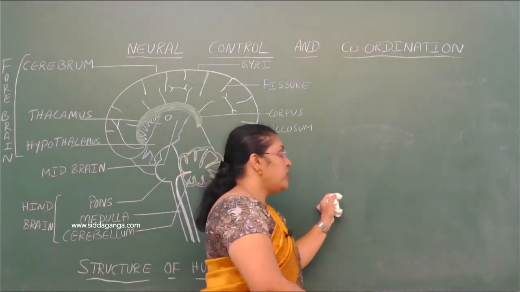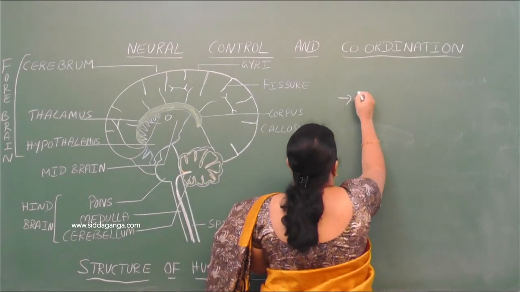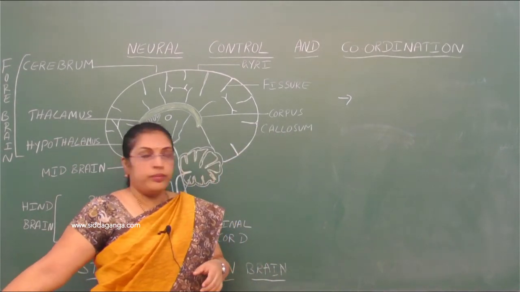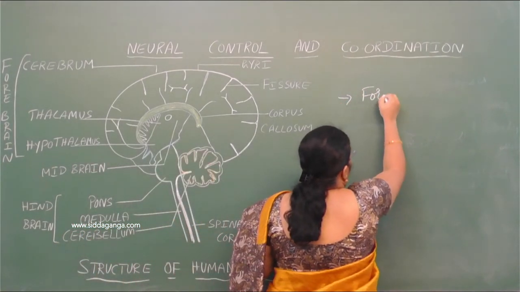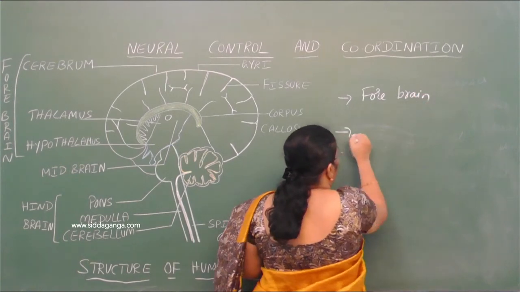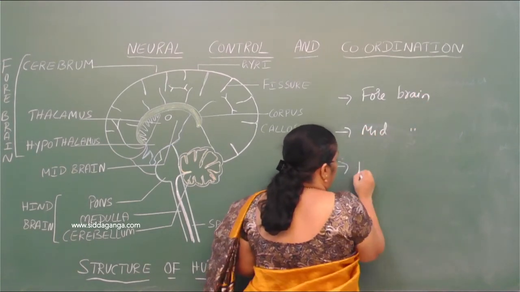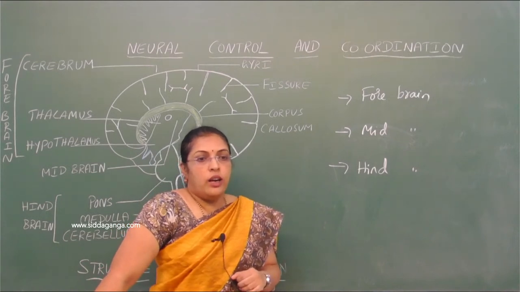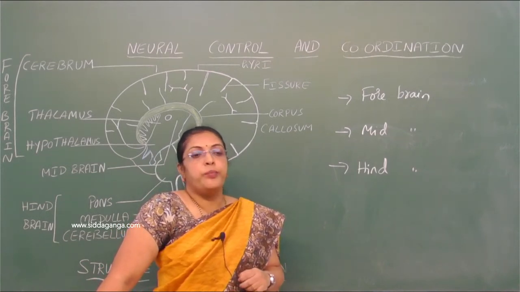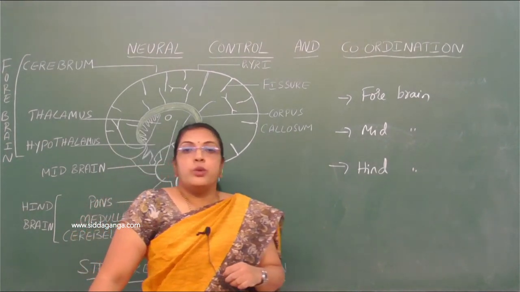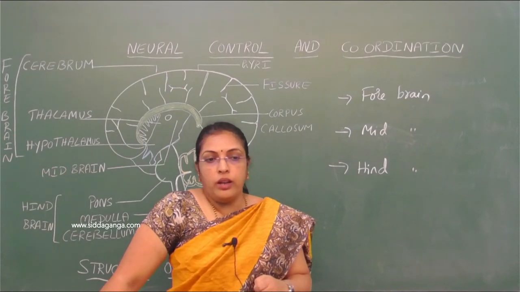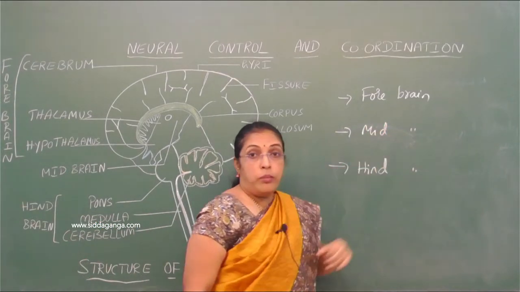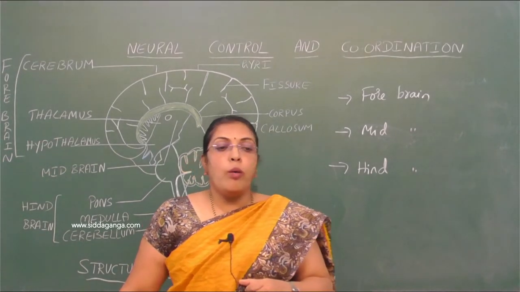So we know that it is divided into forebrain, midbrain and hindbrain. Yes, good. So brain is divided into three parts: forebrain, midbrain and hindbrain. Forebrain is also called prosencephalon, midbrain is also called mesencephalon and hindbrain is also called rhombencephalon.